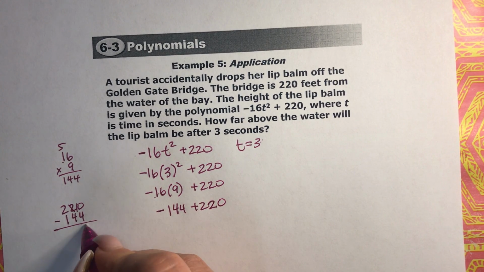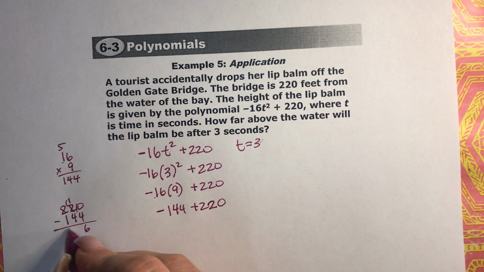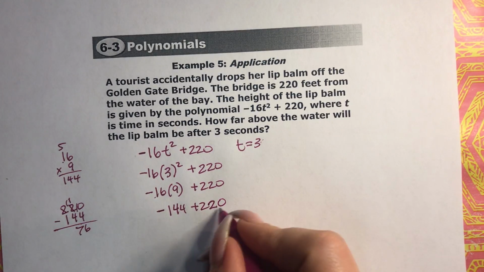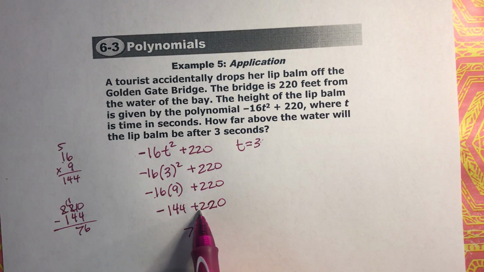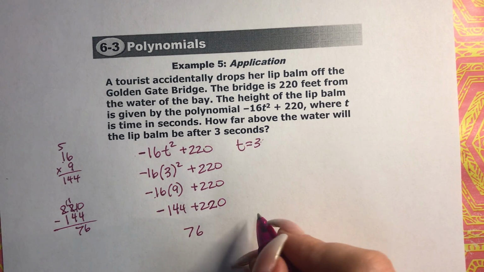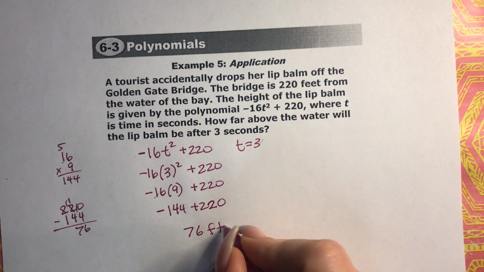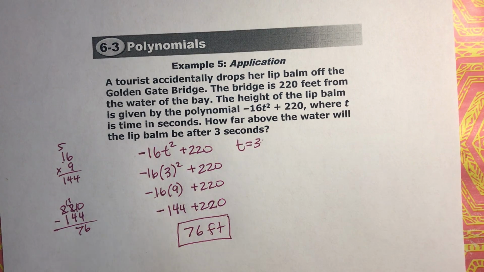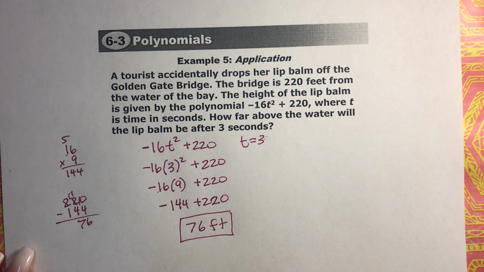Gotta borrow. 6, that's a 1, and 7. So the answer is 76. The 220 is bigger than 144, so our answer is going to be positive. So it would be 76 feet above the water. That's how high the lip balm would be after 3 seconds.